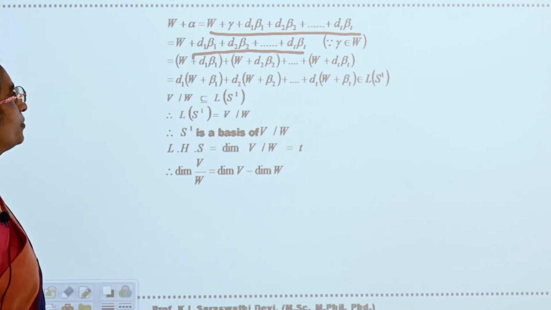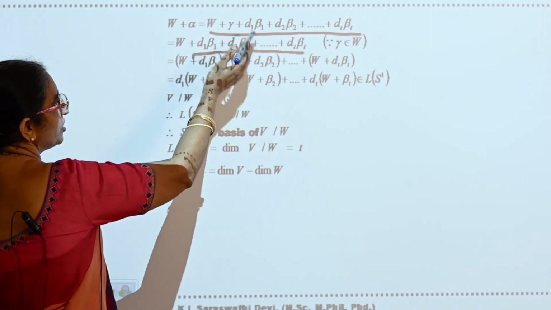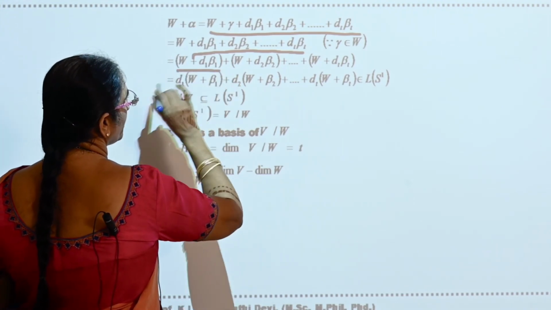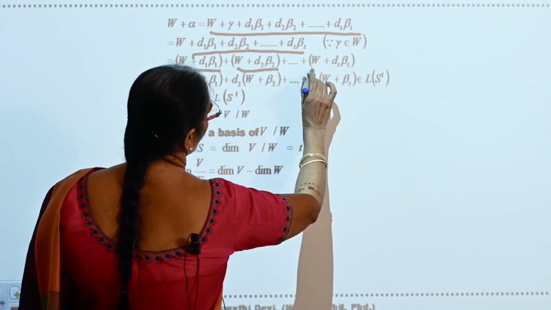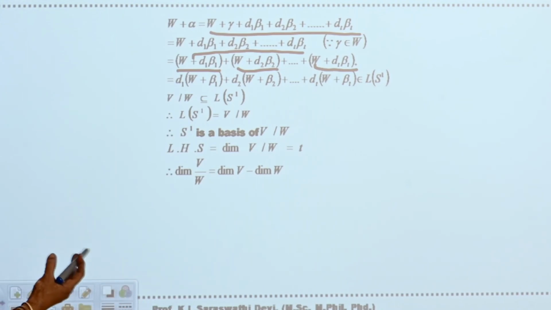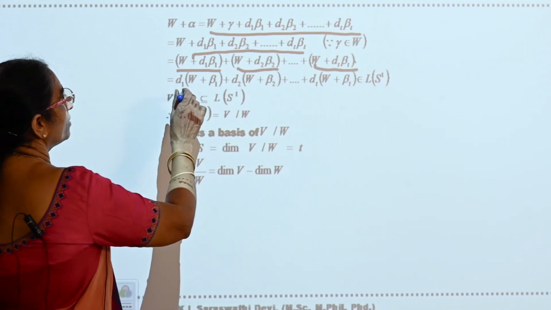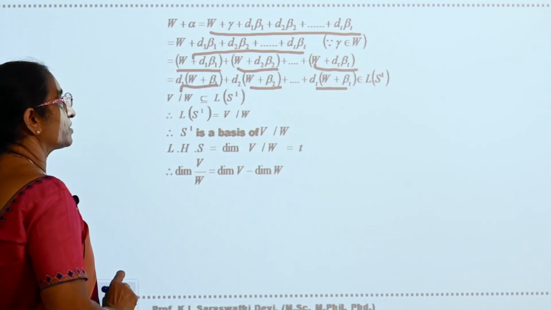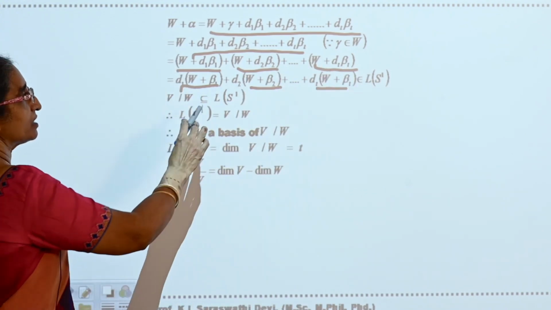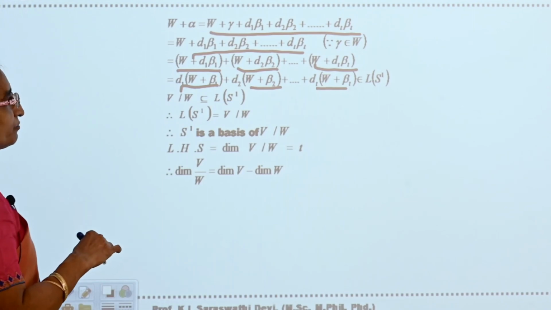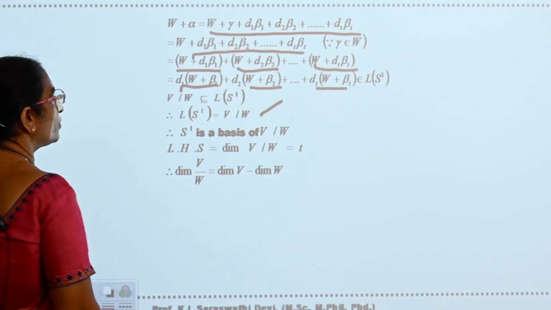So, if you separate it by the definition of vector addition of cosets, W plus d1 beta 1 plus W plus d2 beta 2 and so on, plus W plus dt beta t. Again, separate by scalar multiplication of coset: d1 into W plus beta 1 plus d2 into W plus beta 2 and so on. This belongs to L of S dash. Therefore, V by W is a subset of L of S dash. Already we said that L of S dash is a subset of V by W. Therefore, L of S dash is equal to V by W.